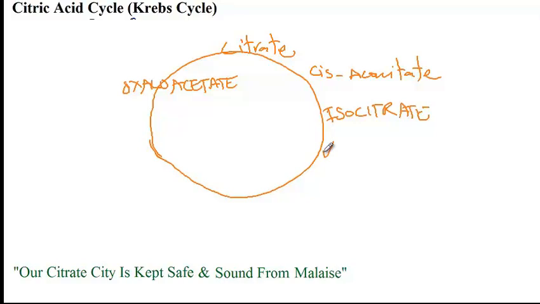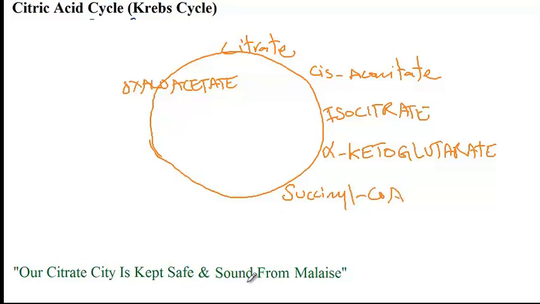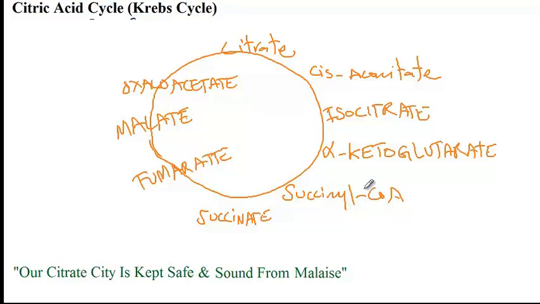Kept stands for alpha ketoglutarate. Safe stands for succinyl coenzyme A. Sound stands for succinate. From stands for fumarate. And then malaise stands for the malate. Alright, so now you know all the different molecules involved in the citric acid cycle.